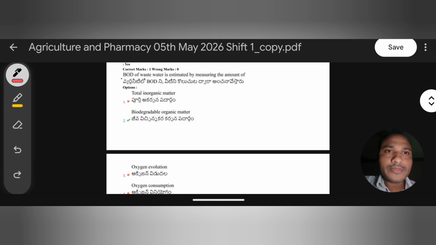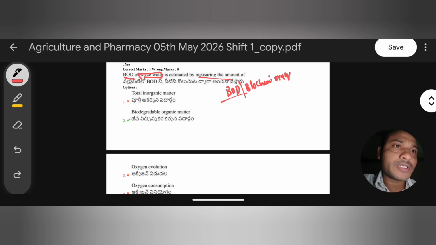So here, question 39. BOD of wastewater, sewage water, is estimated by measuring the amount of... This question is from sewage treatment, biology in human welfare. Here BOD means biochemical oxygen demand. Highlight this oxygen. We can also use another term, biological oxygen demand. So what is it? BOD.